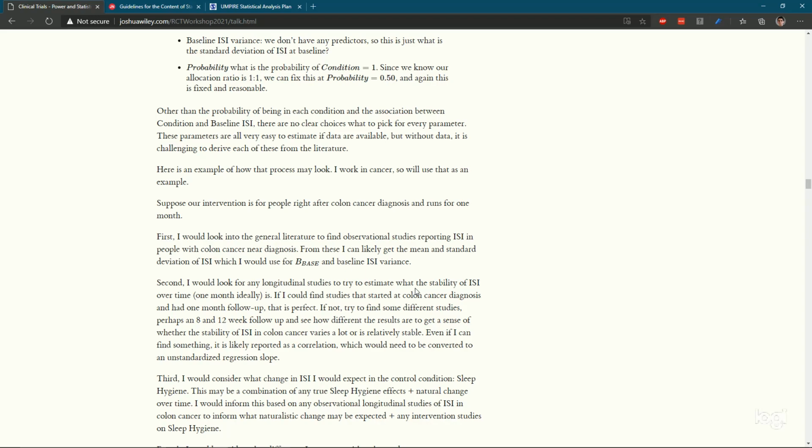Perhaps I find a study that has an 8-week and a 12-week follow-up, that is a 2- and 3-month follow-up, and I might see how different those results are to get a sense of whether the stability of ISI in colon cancer varies a lot or it's relatively stable. If it's relatively stable, there's not a lot of differences over time, then I might just plug in those stability estimates from 8 or 12 weeks into my 1 month. If it's varying a lot, then I'm going to be a little bit more nervous because I'm going to say I can't actually get a very accurate estimate. There's a lot of uncertainty in my estimate of what the stability of the ISI is. Even if I can find something, it's likely to be a correlation, which I'll still need to convert to an unstandardized regression slope to plug into my Monte Carlo model.